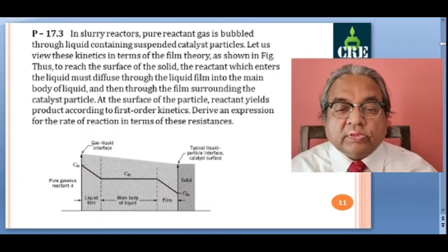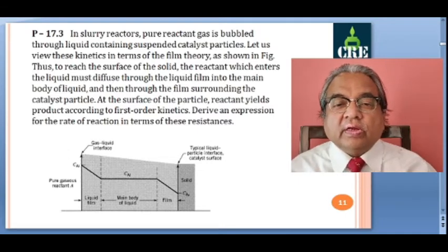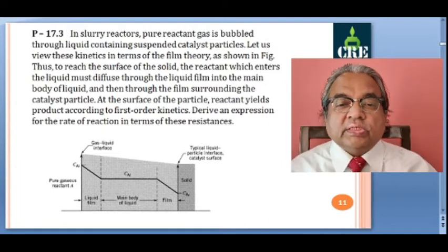Now we have a situation where in a slurry reactor pure reactant gas is bubbled through the liquid containing suspended catalyst particles. So we'll look into this kinetics in terms of film theory. To reach the surface of the solid, the reactant which enters the liquid has to diffuse through the liquid film into the main body of the liquid and then through the film surrounding the catalyst particle. At the surface of the particle, reactant yields the product according to the first order reaction kinetics.